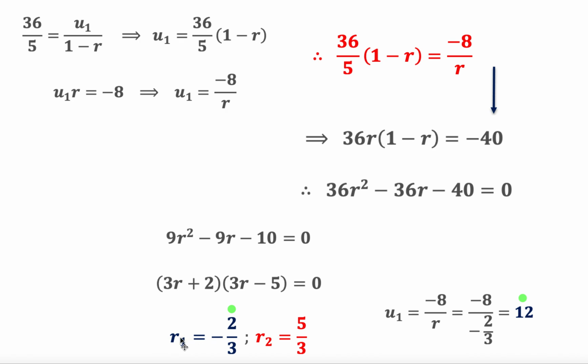And so if the r value is -2/3, you could plug it into either one of these to actually get the first term. Arguably, the second one here is the easiest, so let r be the -2/3 that it needs to be, and a little bit of arithmetic there gives you that the first term would be 12. That's it.